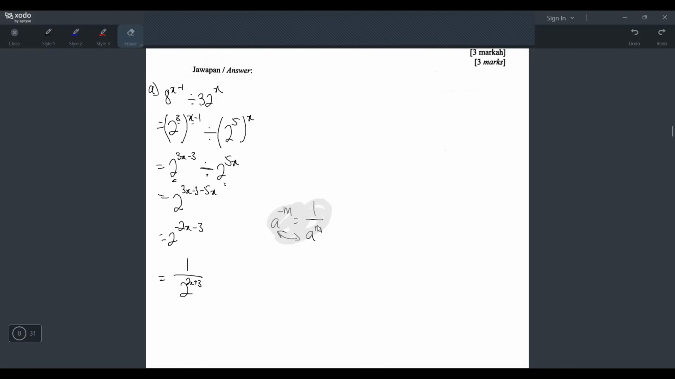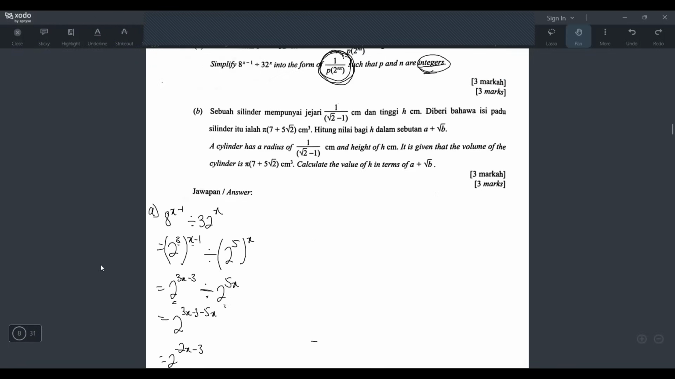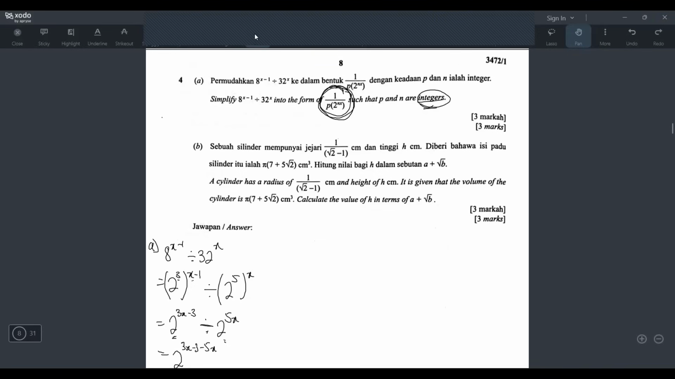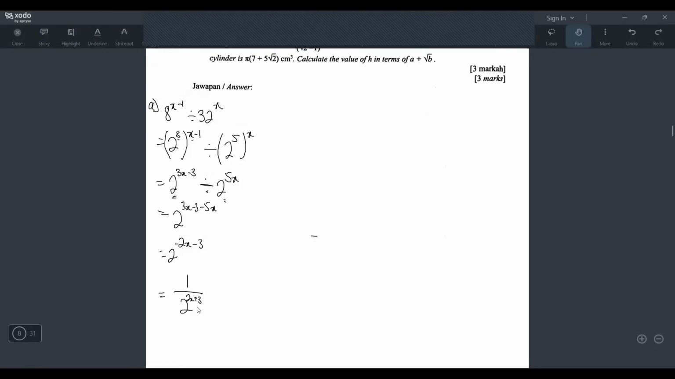But I think it still doesn't look like the form yang dia nak kita tulis, because the form they want to write is like this. 1 over p. There is a number in front here, right? And then they want the 2 power to have x, be in terms of x, right? So I think I have to separate this. Okay, separate this. So let me tell you the formula I'll use to separate.